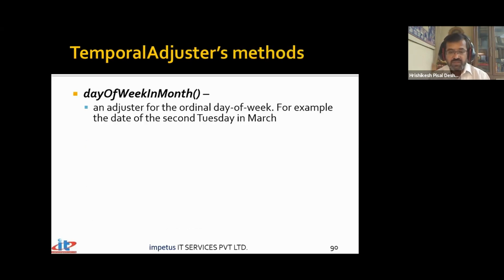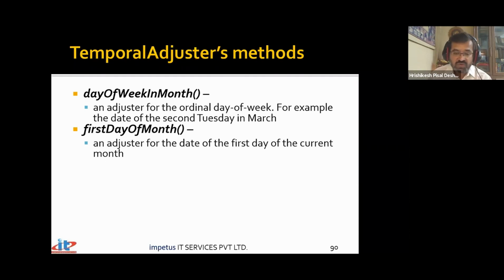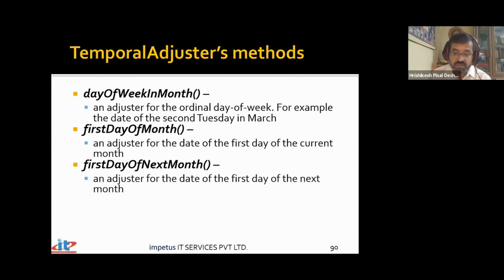Let's use this. There are various methods available in the temporal adjuster. Day of week in month is an adjuster for the ordinal of a day in the week. For example, I can get the date of the second Tuesday in March. Tuesday is the day of the week in the month, so we can have such kinds of adjusters. First day of the month is what we saw. Likewise, first day of the next month. First day of the month gives the current date's first day of the month, and the next date's first day is what we would like to have.